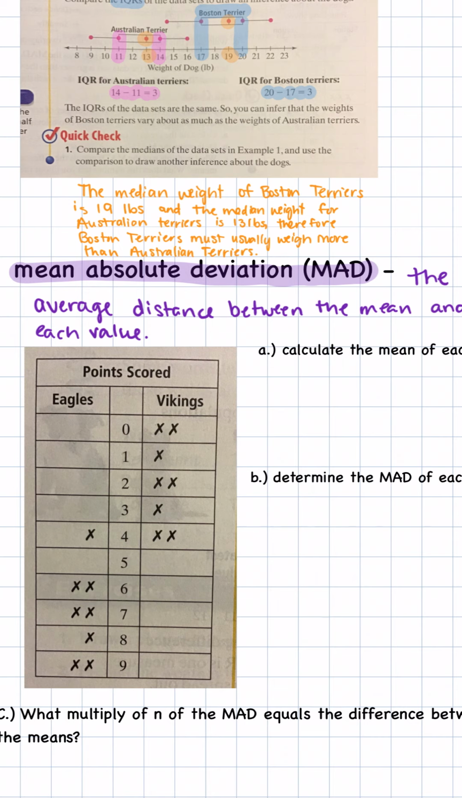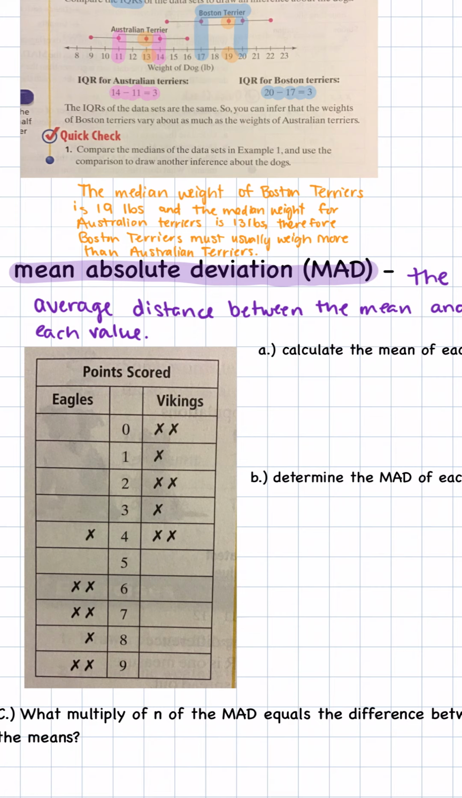So you can determine the amount of overlap of two data sets by expressing the difference between their centers as a multiple of the MAD or IQR. A multiple less than 1 indicates a large amount of overlap. A multiple greater than 1 indicates a small or no amount of overlap.